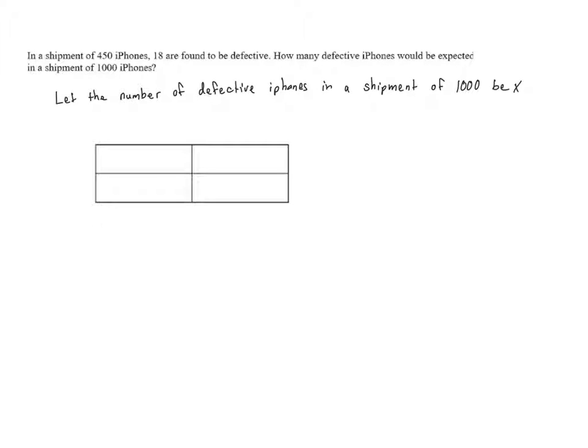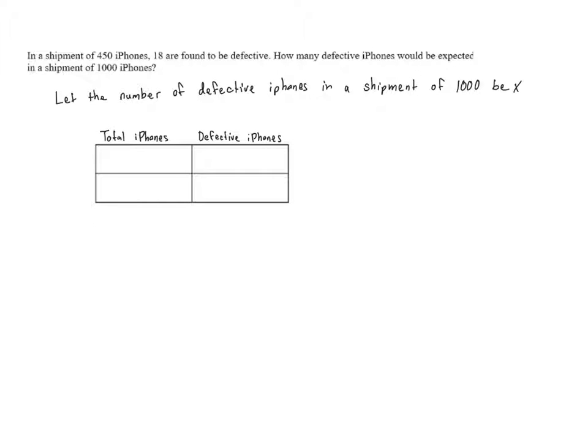Now, when we're looking at the types of information we have, it says in a shipment of 450 iPhones, 18 are found to be defective. Both of these quantities are numbers of iPhones, so we have to distinguish them from each other. We're given 450 iPhones. That's the total iPhones within the shipment, or the total number of iPhones. And then 18 of those are found to be defective. So the other quantity would be the defective iPhones.